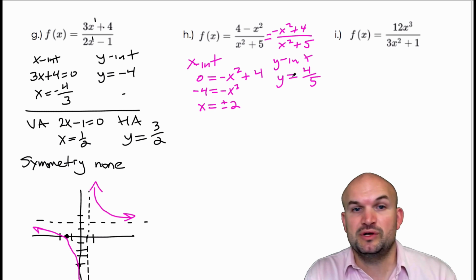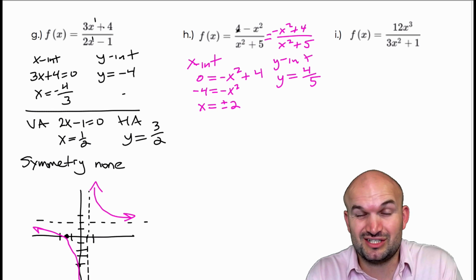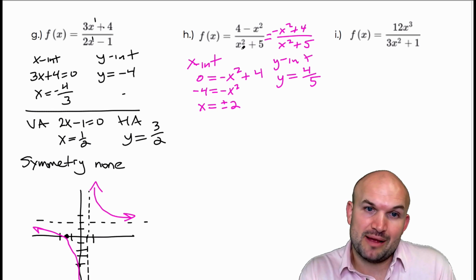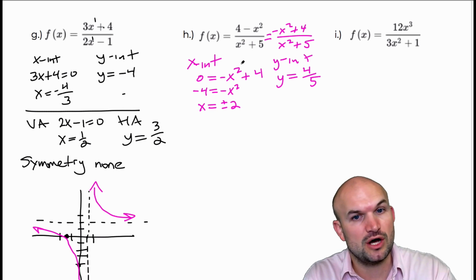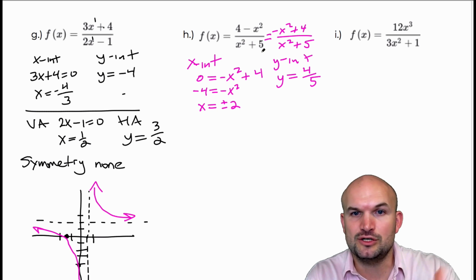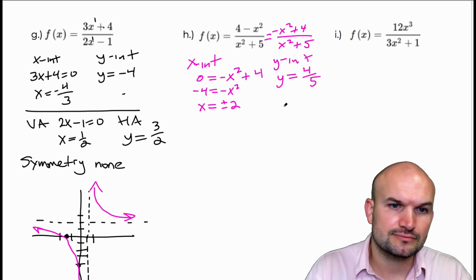If you've already noticed, and I forgot to mention this earlier, the y-intercept is really just the constant over the other constant, right? Because all your x's always go to 0. So for the x-intercept, you set the numerator equal to 0 and solve. For the y-intercept, it's just constant over constant. Y equals constant over constant.